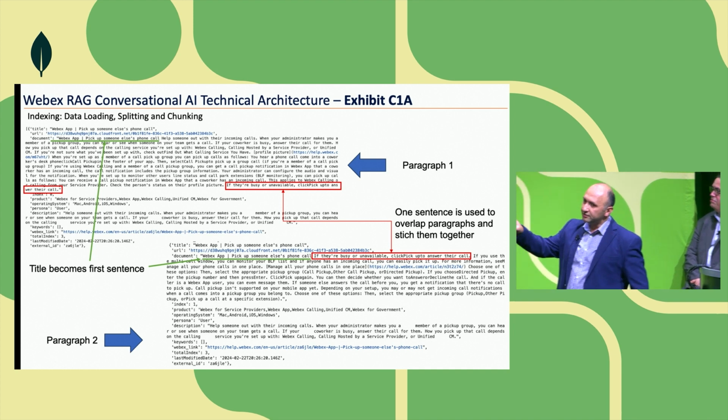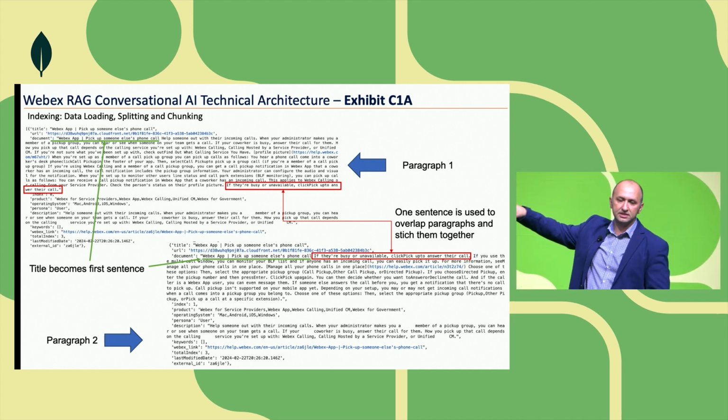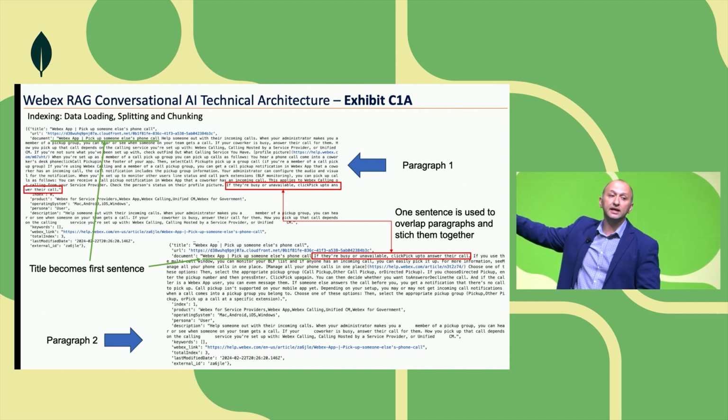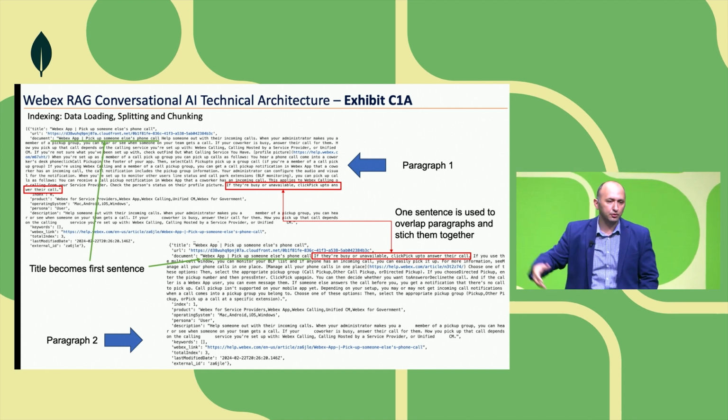Right now, we have 2 paragraphs from one document. As you see, the document title is always the first sentence in that paragraph, and the last sentence from the previous paragraph becomes the second sentence of the next paragraph. This is how we chunk and process the data.